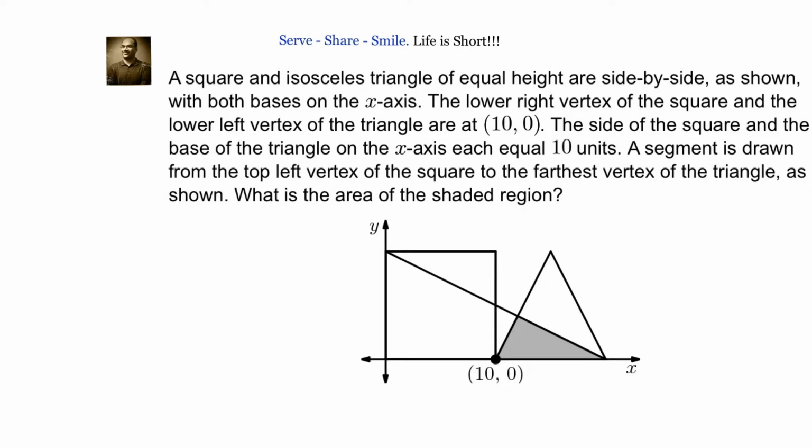So let us start with the origin. Our origin is (0, 0). Now we know that the side of the square and the base of the triangle are both of the same length. That means this coordinate will be (20, 0). Also we know that the side of the square is 10 units, so this point's coordinates will be (0, 10).